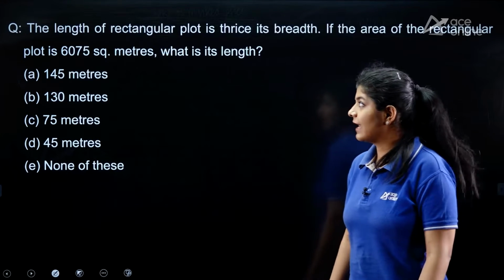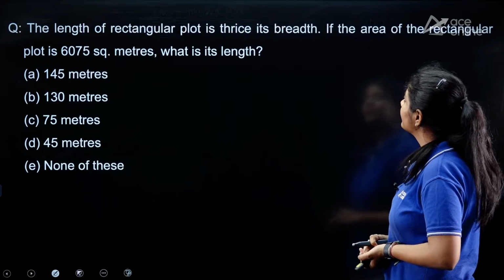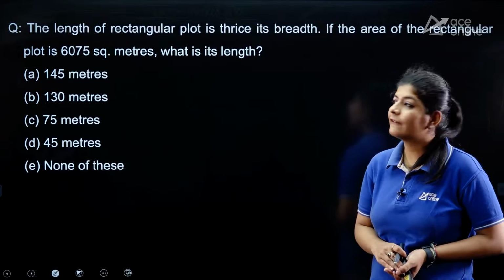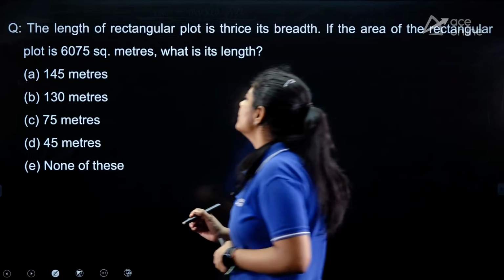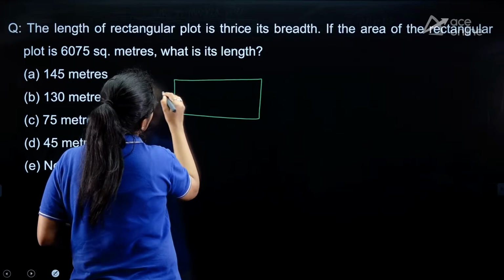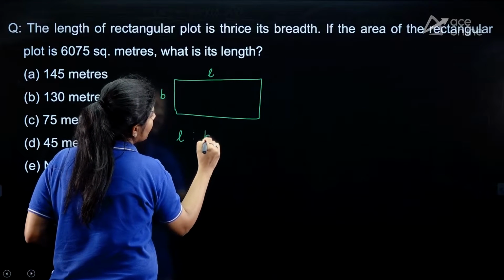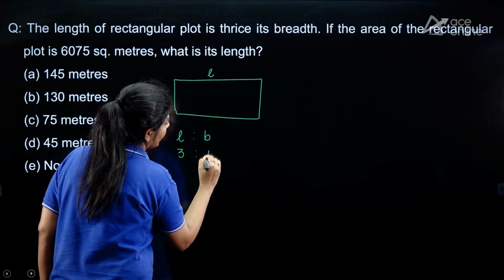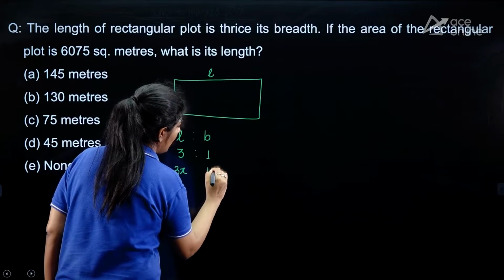The next question says that the length of a rectangular plot is thrice its breadth. If the area of the rectangular plot is 6075 square meters, what is its length? It's a very simple one. So here we are having a rectangular plot. Let's suppose this is my plot, right? So if this is the breadth, this is the length. If we need to write down the ratio of length to breadth, it is 3:1, or you can assume it as 3x and 1x.